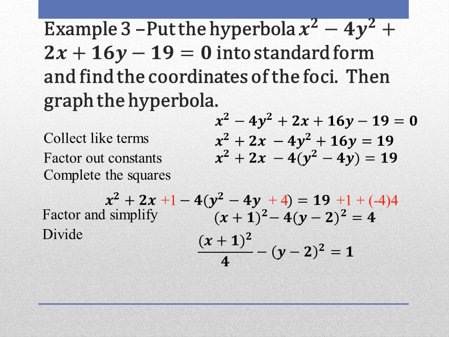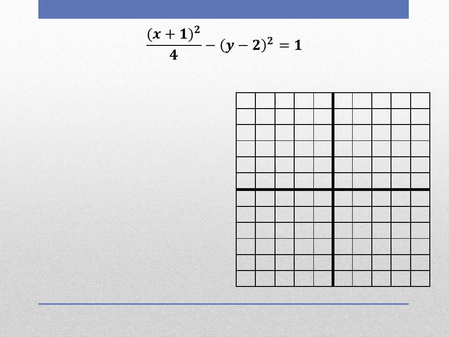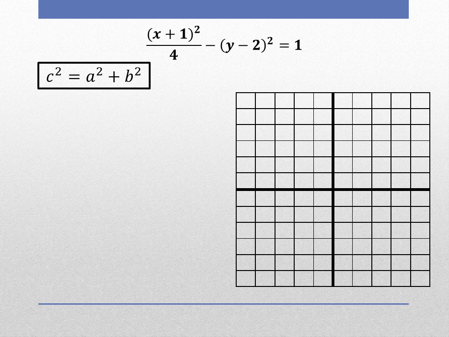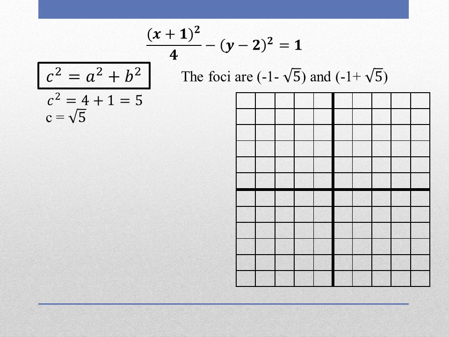Now that it is in standard form, we know what a squared is, we know what b squared is, and then we can find c. Okay, so all we're going to do is add that 4 and the 1 to give us 5 and take the square root. Now we will be adding and subtracting that square root of 5 from negative 1 because the x center is negative 1 and the y coordinate is 2. But since it's the x that we're concerned about right now, we will be adding and subtracting that square root of 5 from negative 1. So we have these coordinates.